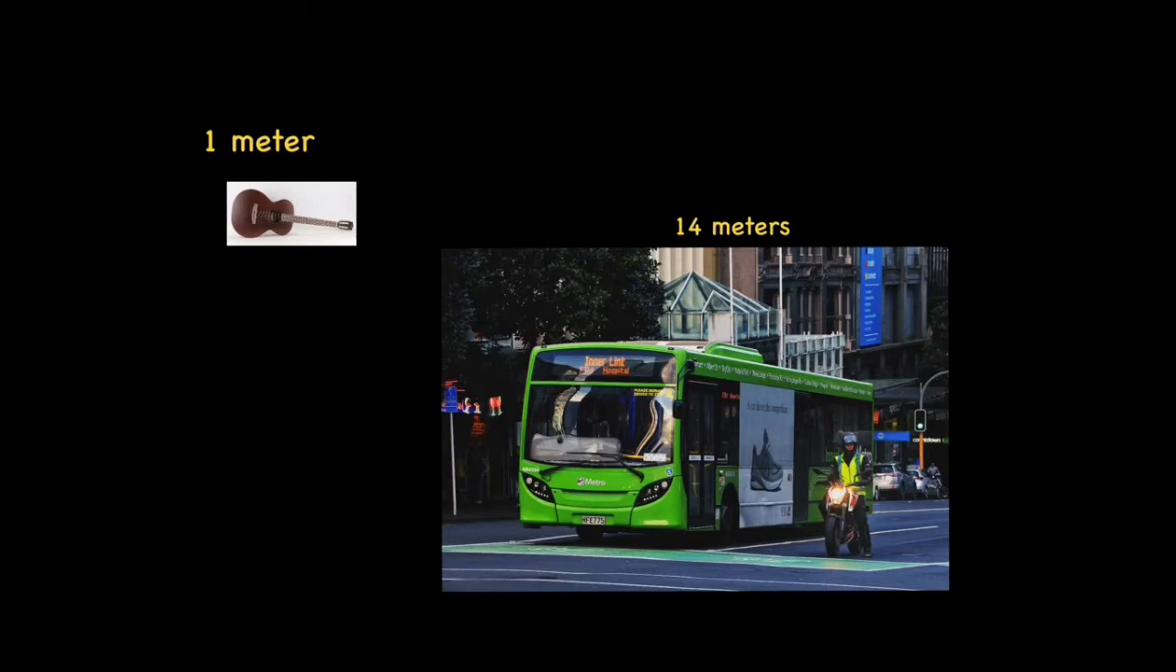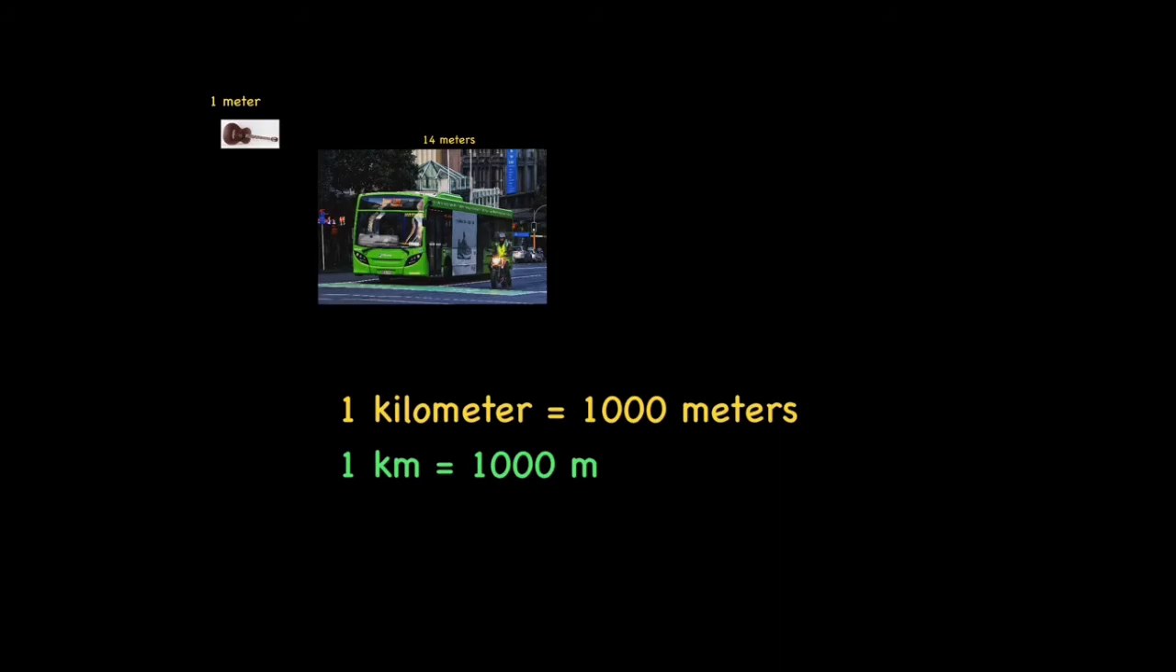1 meter is about the length of a guitar. And if you have a meter stick at home, then that's exactly the length of 1 meter. On the other hand, the average length of a city bus is 14 meters. And the direct conversion of kilometer to meters is that 1 kilometer is equal to 1,000 meters. In symbols, that means 1 km is equal to 1,000 m.